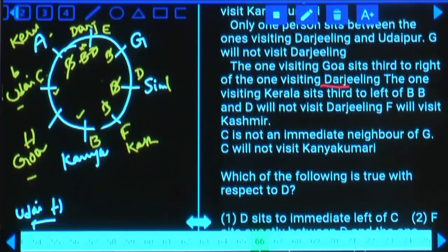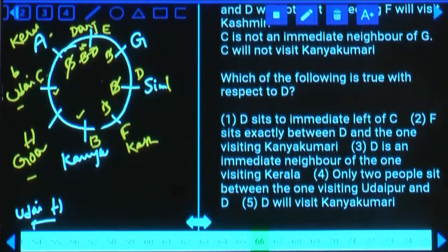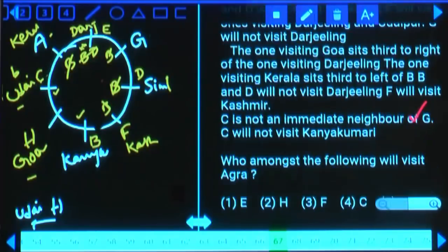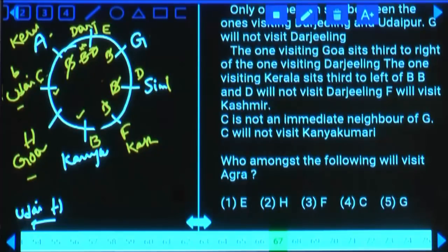Done with this? Now question number 66, which of the following is true with respect to D? D sits to the immediate left of C. That is false. F sits exactly between D and Kanyakumari. F is between D and Kanyakumari, that is definitely true, choice 2. Then question number 67. Who among the following will visit Agra? Tell me finally who is the person who visited Agra here? G is the one who visited Agra. Agra G, that is choice 5.